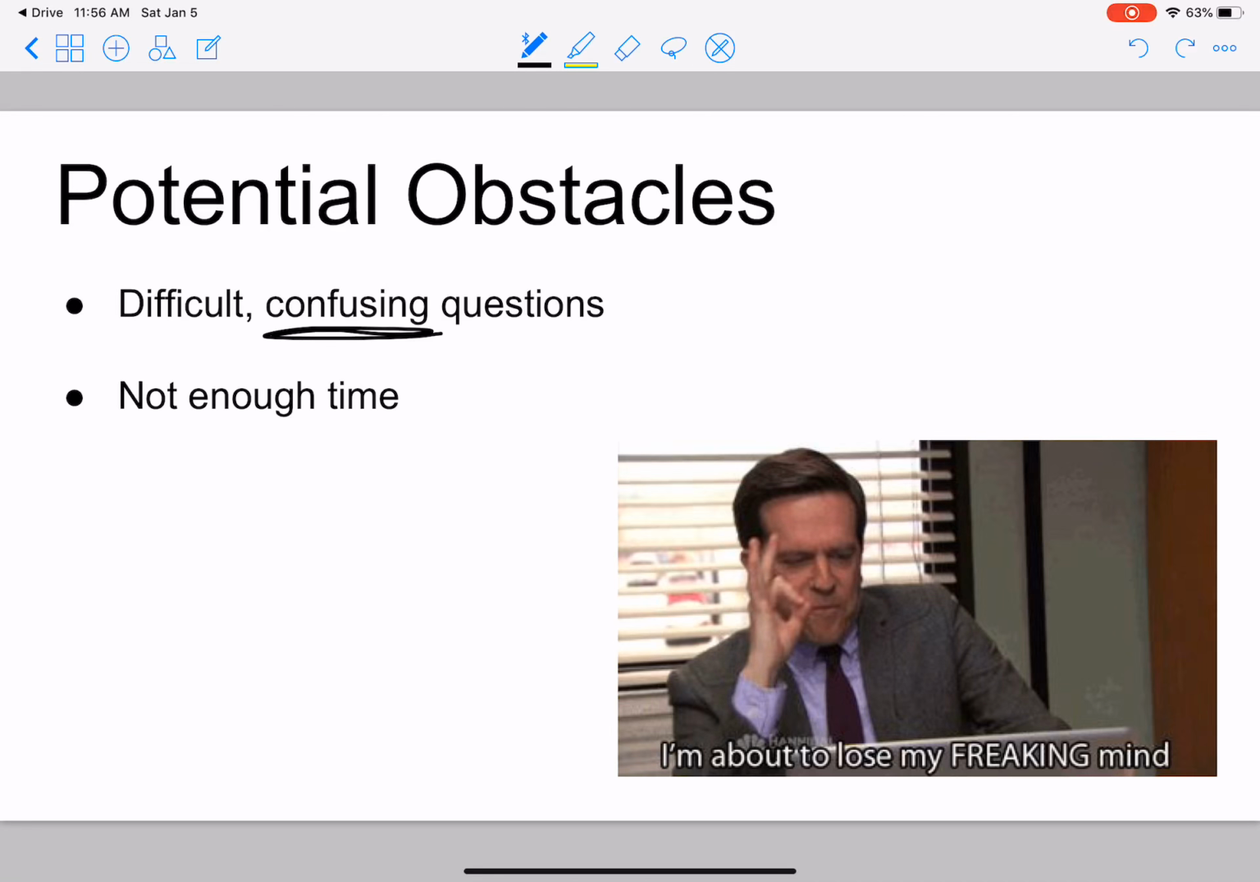A lot of people say that they don't have enough time to read all the 5 passages, so then that obviously brings down your score. So we're gonna try to target these obstacles, and we're gonna try to not be like this guy right here, feel like we're losing our minds when we approach the reading section.